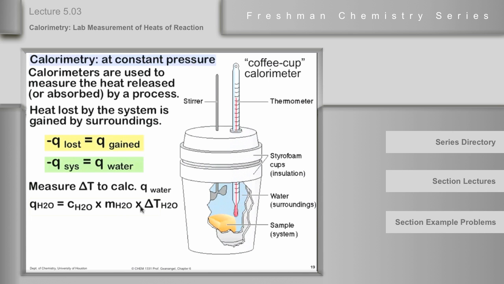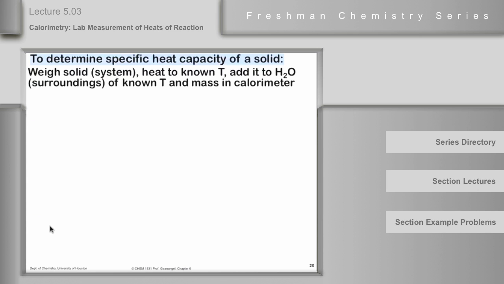Okay? So to finish up, to determine the specific heat capacity of a solid, you weigh the solid, which is a system, you heat it to a known temperature, which is the boiling point of water, you add it to a known amount of water at a known temperature in the calorimeter, you measure the final temperature, which is also the final temperature of the solid. Minus Q lost equals Q gain, minus Q of the solid equals Q of the water, and we'll start there on Monday.